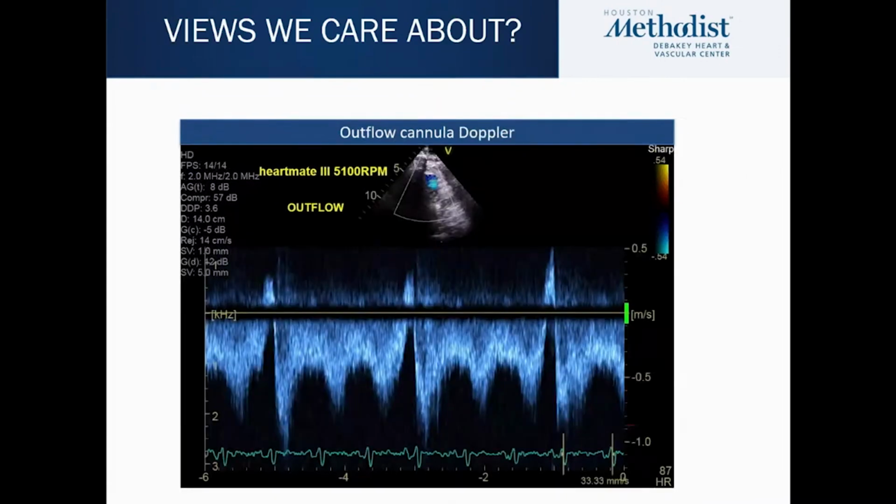This is a very nice outflow Doppler, as you can see here. This is from a patient who's on HeartMate 3, and we can see that there is a nice waveform, systole, diastole. The blood flow completely drops to zero during diastole, and there is basically some degree of pulsatility from the patient. As you can see, there are differences between the systolic and the diastolic.